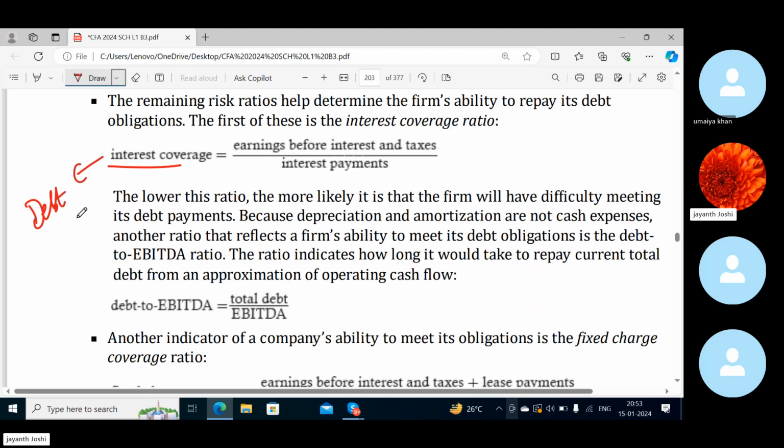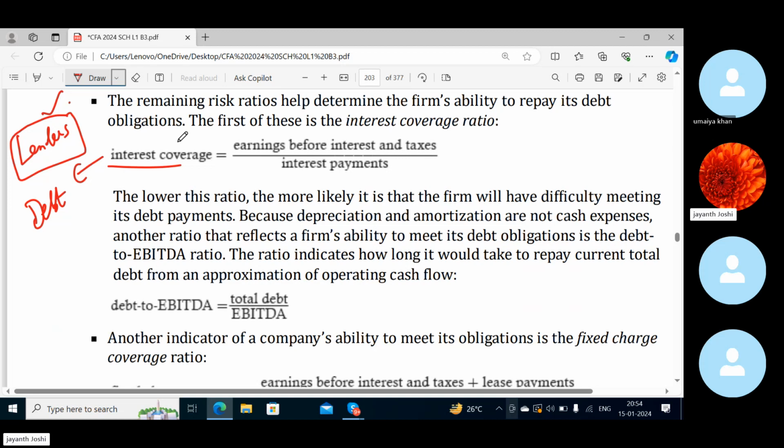I can say the lenders of the company who have lent money to the company by buying the bonds of the company. So this ratio is maximum checked by the lenders. Now, don't confuse, creditors and lenders are different. Creditors are suppliers. They are related to merchandise. But lenders are the ones who lend money.